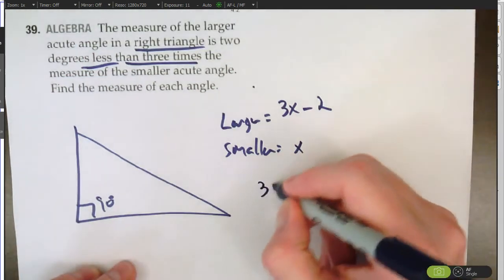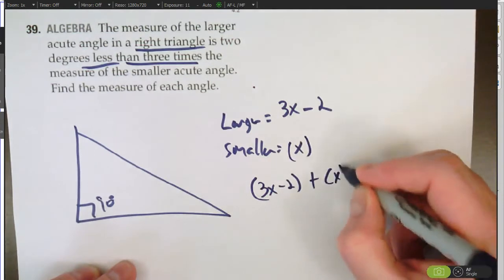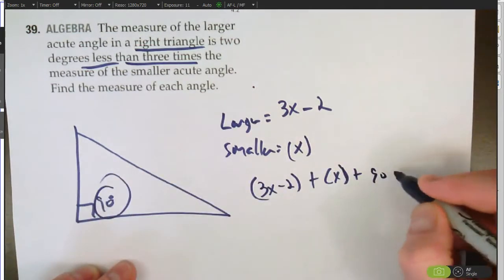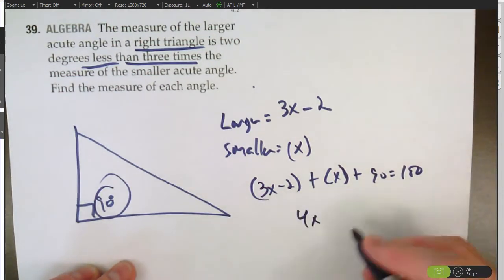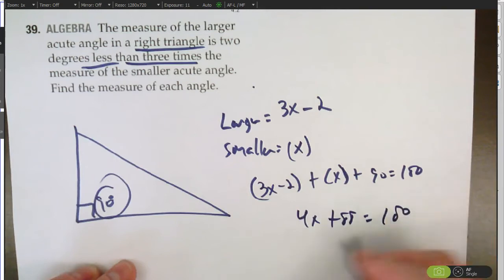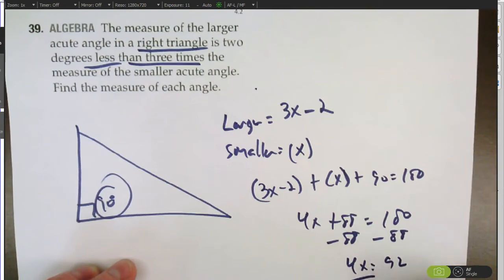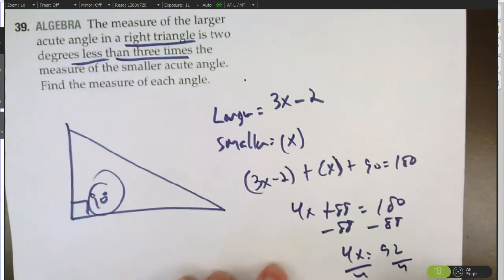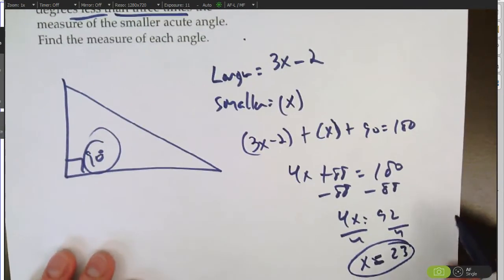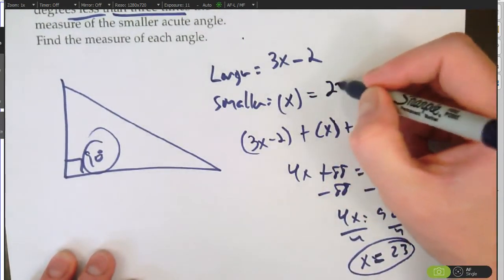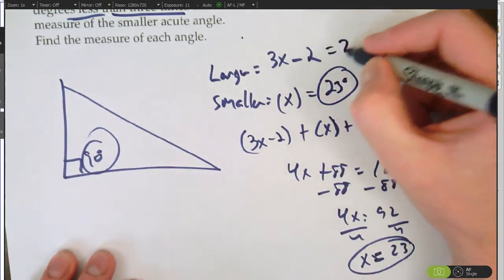So 3x minus 2 is one angle, plus the other angle, which is x, plus 90 has to equal 180. So 3x plus x is 4x, negative 2 plus 90 is 88. Subtract 88: 4x equals 92, divide by 4, x equals 23. Now the question isn't what's x, it's what's the measure of the angles. The smaller one's 23 degrees. This one here is 69 minus 2, so 67 degrees.